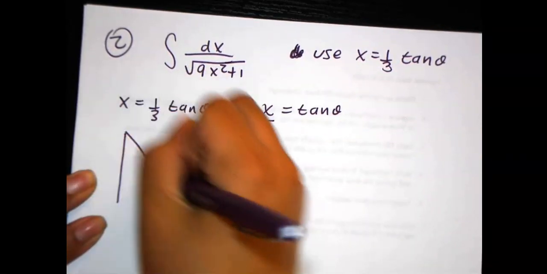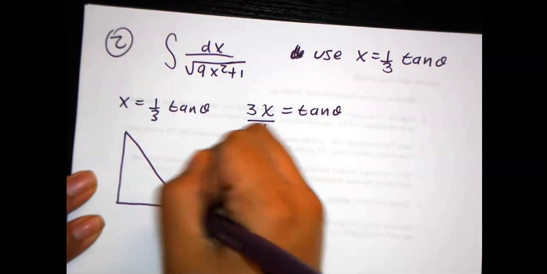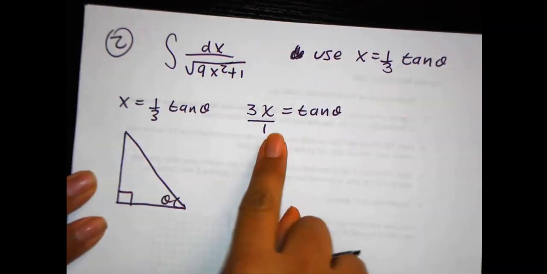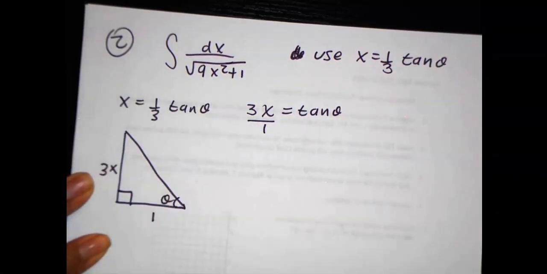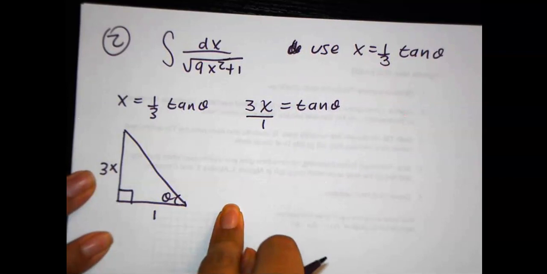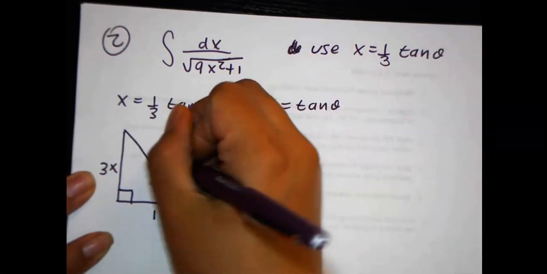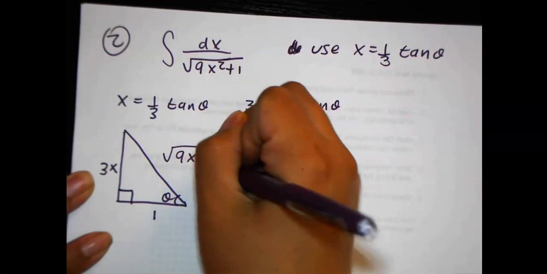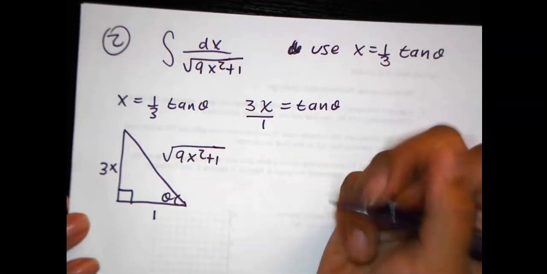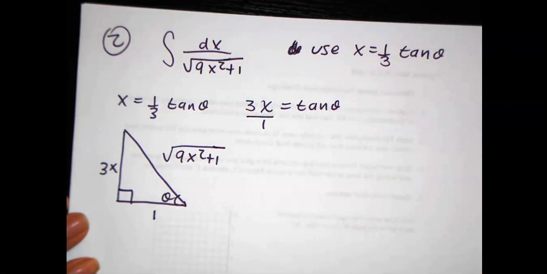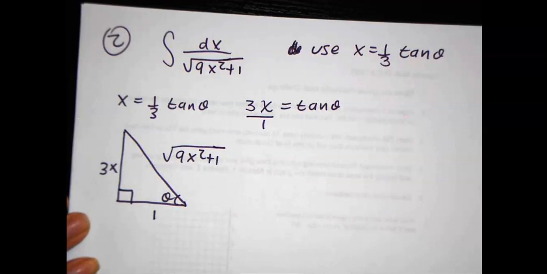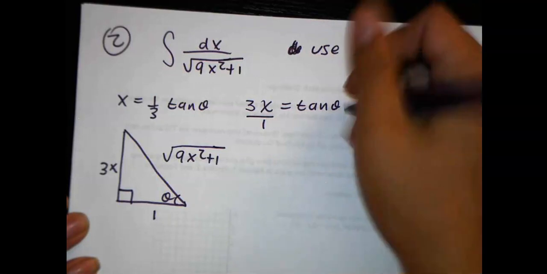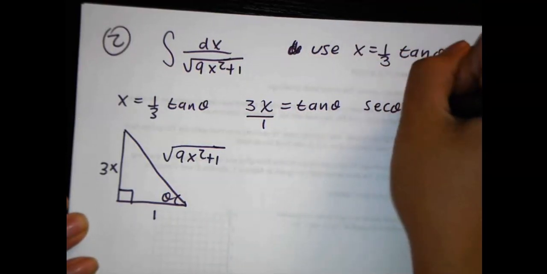When I do my triangle and identify my theta, I have a right triangle, and tangent is opposite over adjacent. So to find this side, we're going to square those two and square root it. So that's where the square root of 9x squared plus 1 comes from. That will be my hypotenuse. From here we have our tangent, we have our x. What else do I need? In a little bit, I'm going to need secant. I'm just going to do secant.